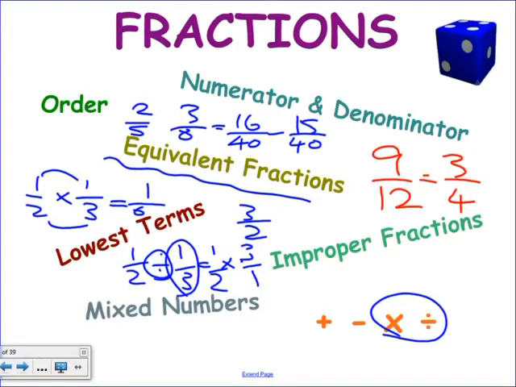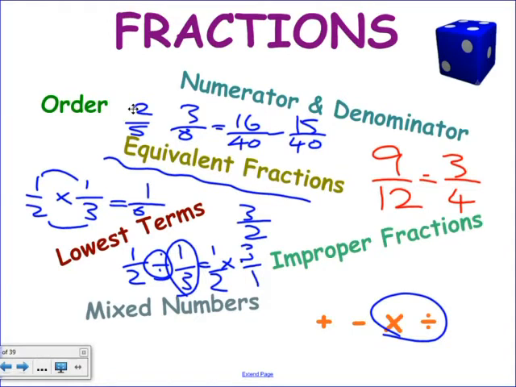Okay? So this whole thing of equivalence is really important, going one way or the other, multiplying the top and the bottom by the same, dividing the top and bottom by the same. It keeps the fraction the same, just the numerator and the denominator changes. Improper fraction is what?